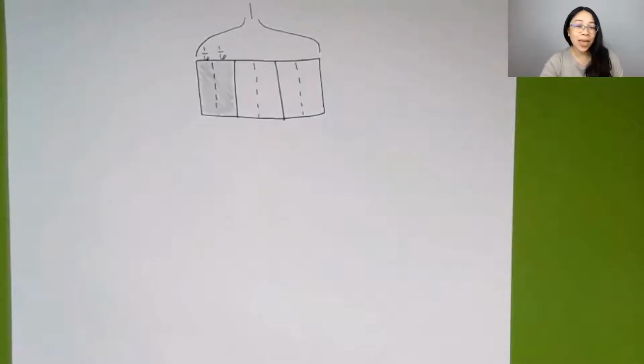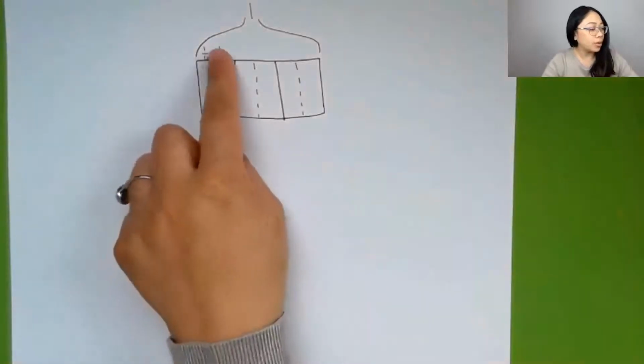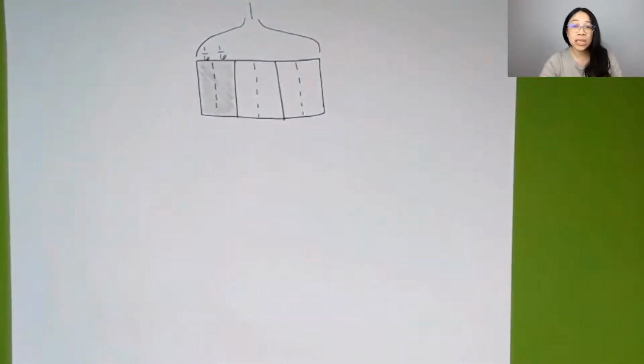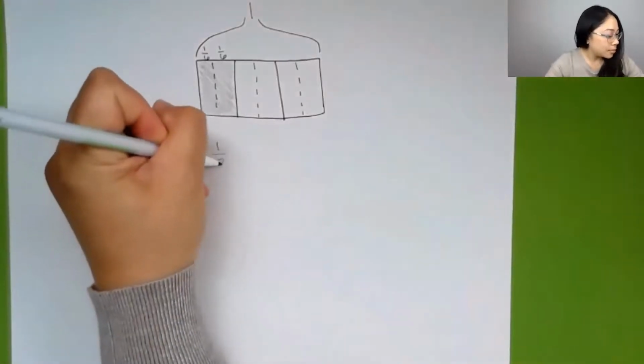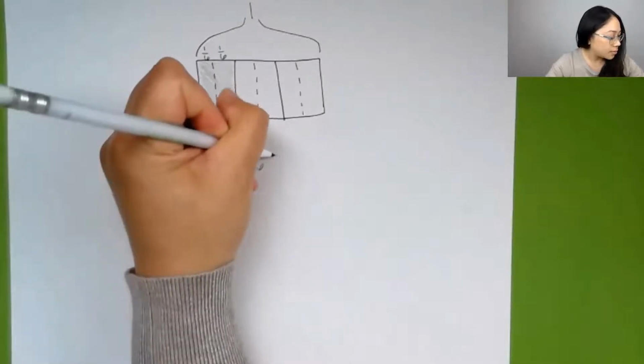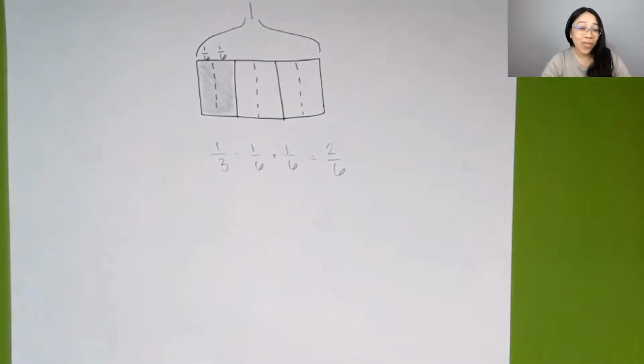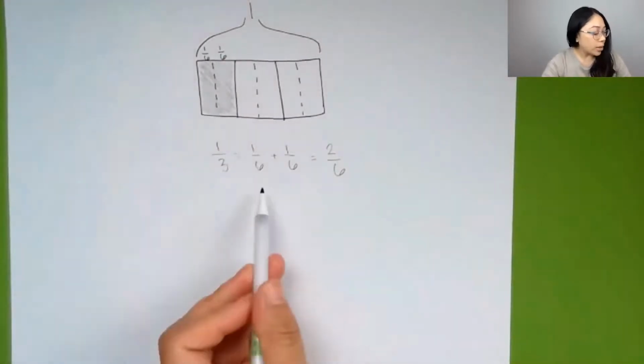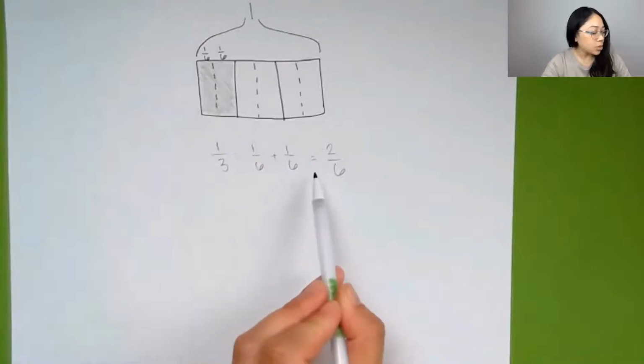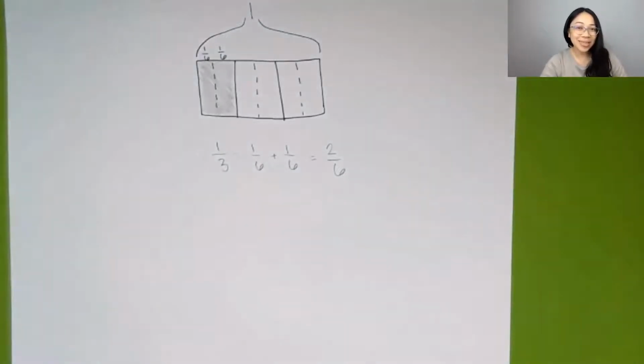So what can we say about 1/3 and 2/6? We can say that they're the same. We can tell because they both take up the same amount of space. Let's go ahead and write this as a number sentence. 1/3 equals 1/6 plus 1/6, which equals 2/6.